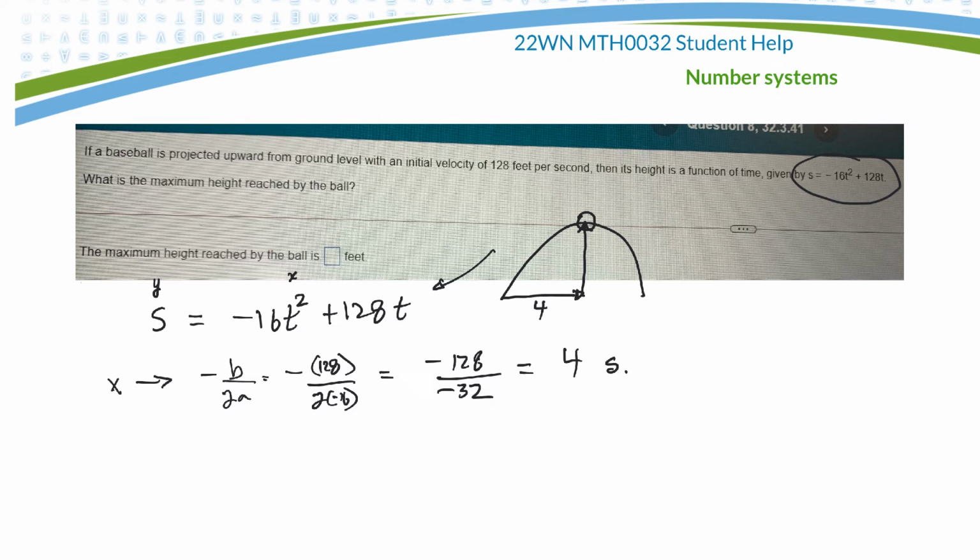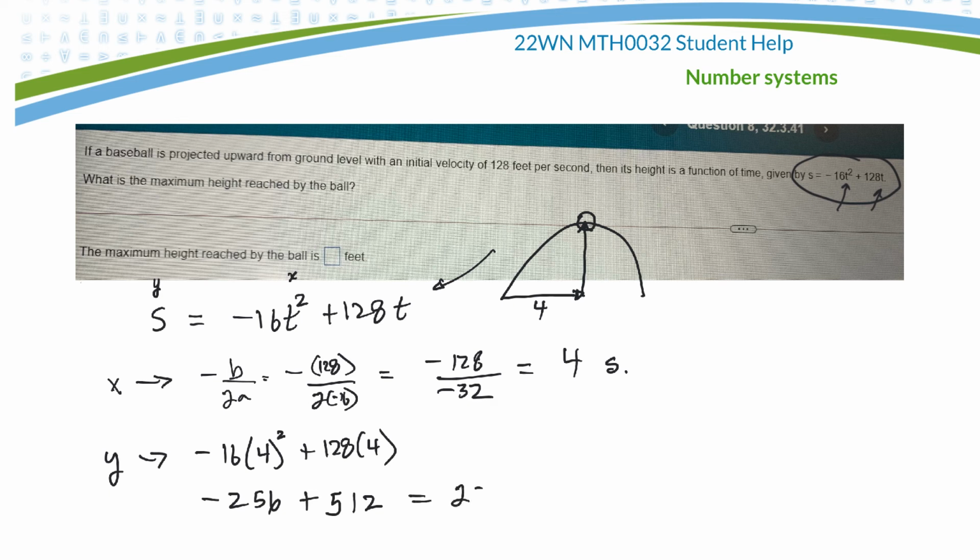And then to figure out the maximum height, that's y, then just figure out the value of the function when you plug a 4 in everywhere you see, in this case, a t. So negative 16 times 4 squared plus 128 times 4. So 4 squared is 16, 16 times 16, negative 256. Plus, that'll be a 2, 3, 11, 1, 5. So negative 256 plus 512, I think, is 256.